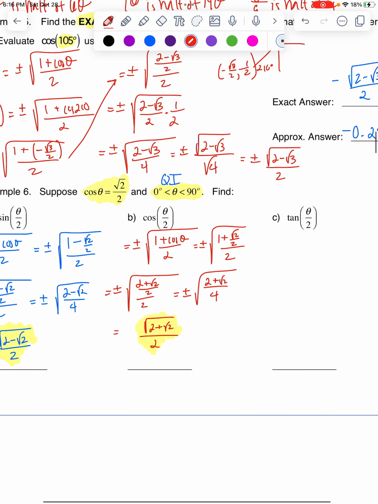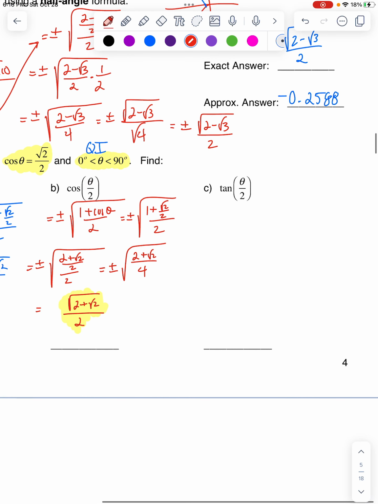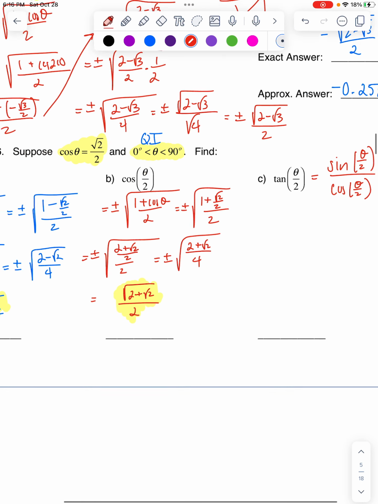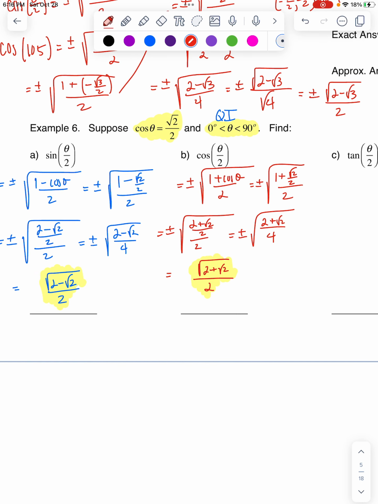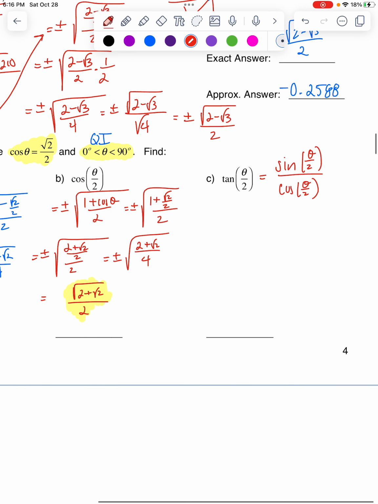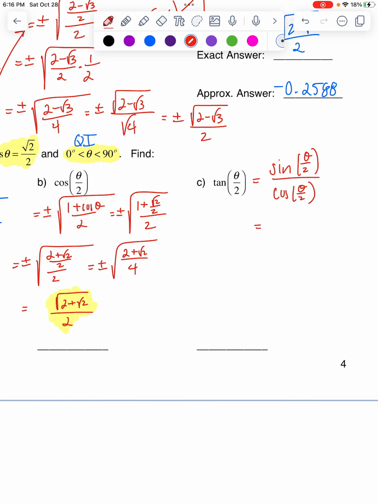Now for tangent, there are two ways to solve this problem. For tangent, I have my regular tangent ratio, which is just sine of my half angle over cosine of my half angle as well. So this is one way to solve for tangent, just using our original tangent ratio. And here we can plug in what we found for both sine and cosine. So my sine was the square root of 2 minus root 2, divided by 2, and my cosine was the square root of 2 plus root 2, divided by 2.